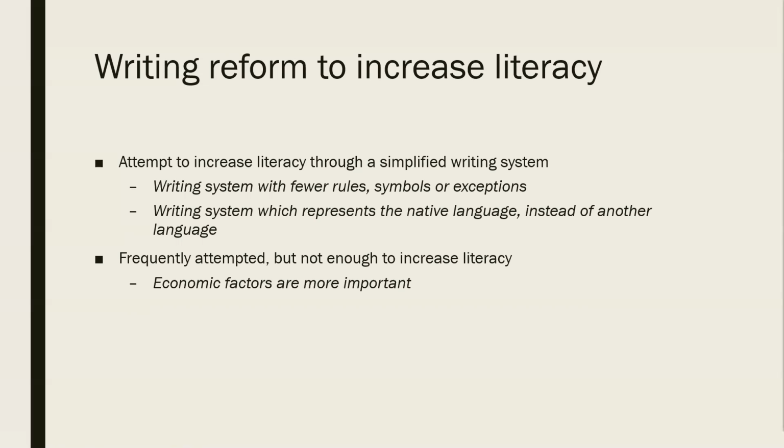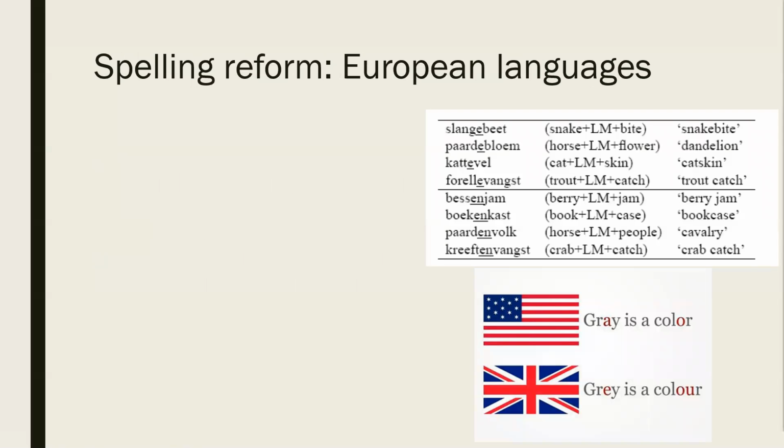And these kinds of reforms are frequently attempted, not just in China, but across the world. However, we can see that in each of these cases, we can't really conclude that it is these reforms which led to increases in literacy. And we'll talk about later in this module how the key factors for increasing literacy are actually economic. So we'll start talking about how writing systems were reformed for European languages.